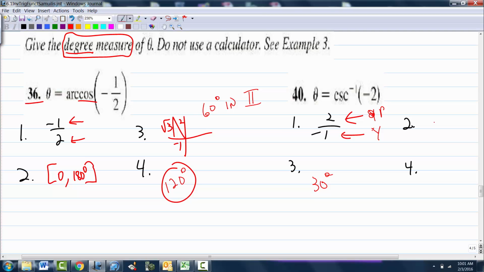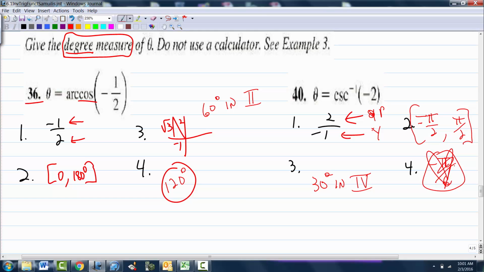And then what are my restrictions for cosecant? They're the same as sine. Negative pi over 2 to pi over 2. So what's the 30 in quadrant 4 appropriate for these restrictions? Negative pi over 6. Ah! Negative 30. You just love it when I make a mistake.